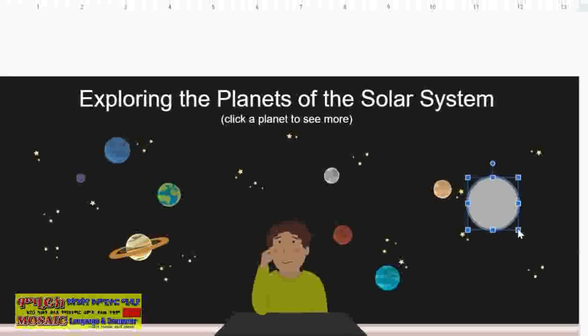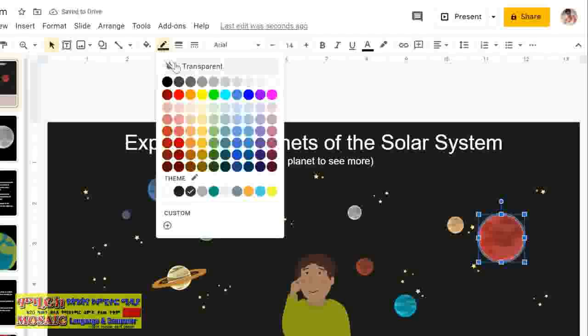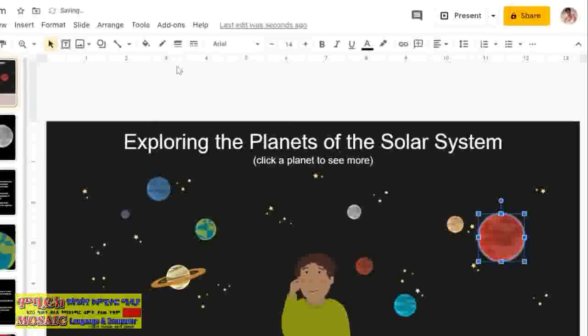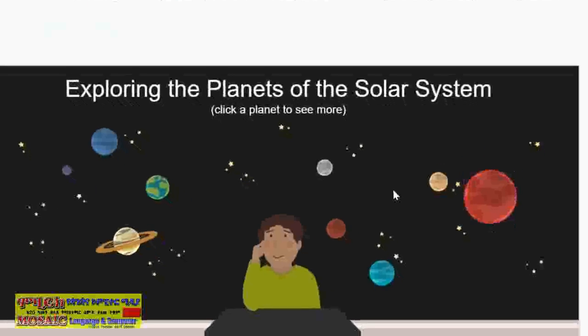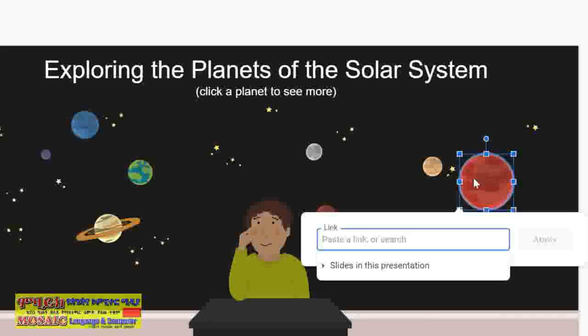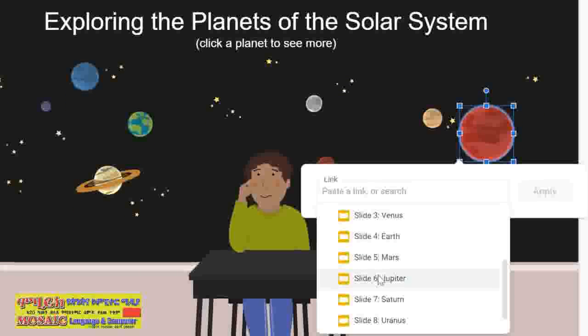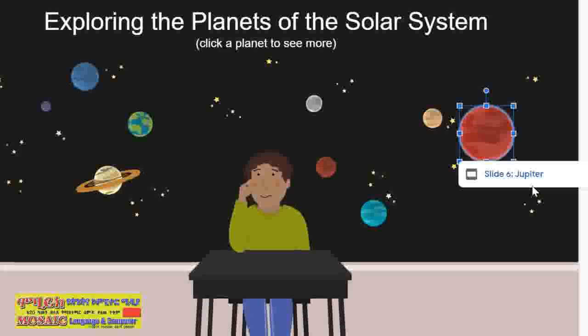Next, we need to make the circle transparent. In the toolbar, change the fill to transparent, and change the border to transparent as well. There, now we have an invisible object on top of Jupiter. With the object selected, add a link using the keyboard shortcut Control-K or Command-K. When the dialog box opens, click the Slides drop-down, select the slide you want, and click Apply.